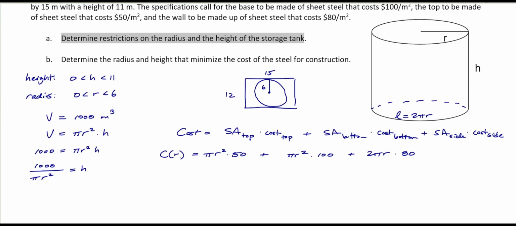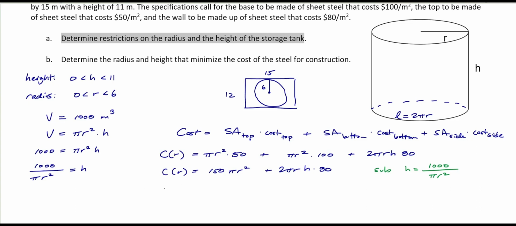Okay, so we have cost as a function of radius here. I'm going to collect some like terms right here. These ones can be added together, so we've got 150 pi r squared. One thing that I forgot is that 2 pi r is just the length. I need to multiply by h there, plus 2 pi r h times 80. But what I need to do is sub in h equal to 1,000 over pi r squared.